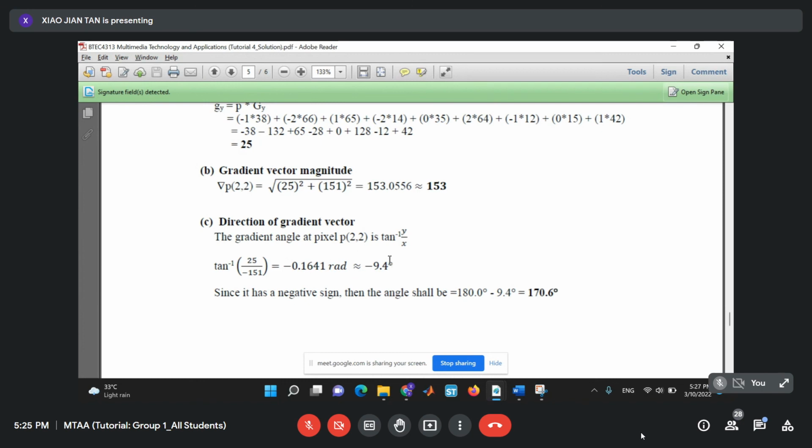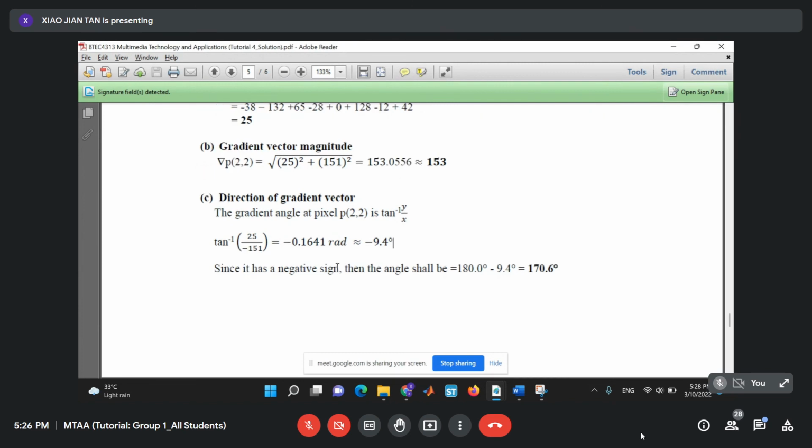I will not give any conversion values over there, okay? Because this can be pressed from the calculator. So make sure you know how to convert from degree to radian, radian to degree. Always remember, you have a negative sign, so the angle should be from the other way around. So 180 degrees minus 9.4, you get this one. So this is the degree of the gradient.